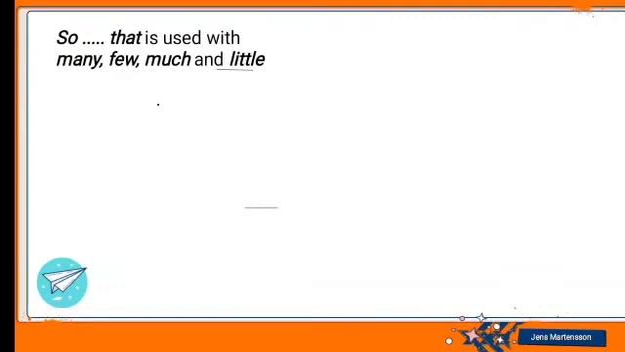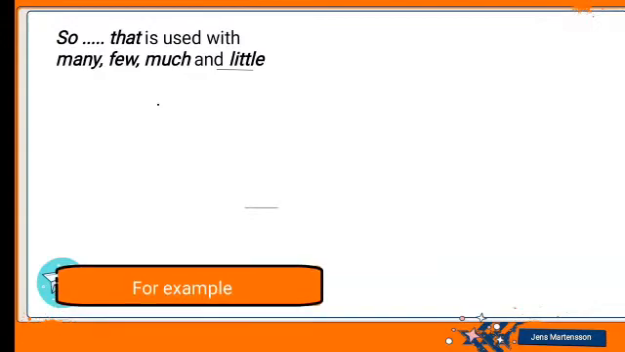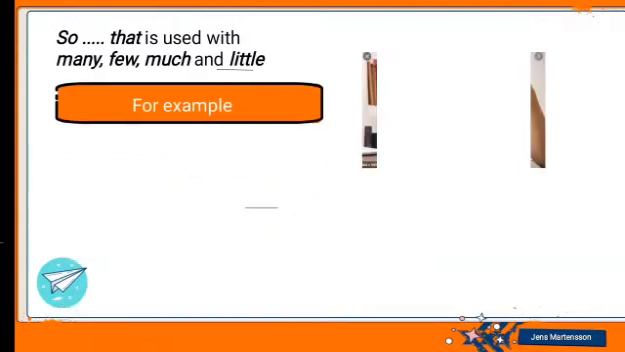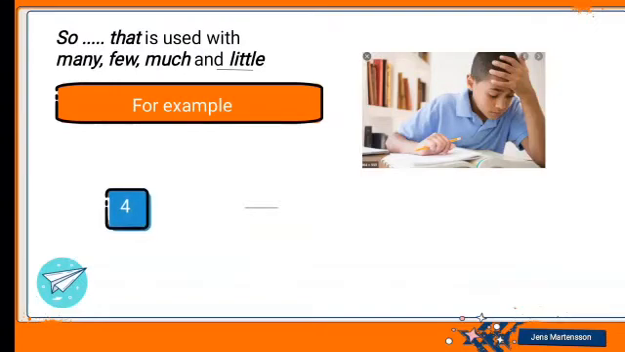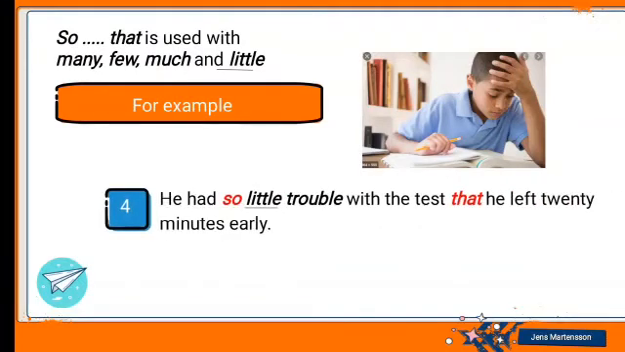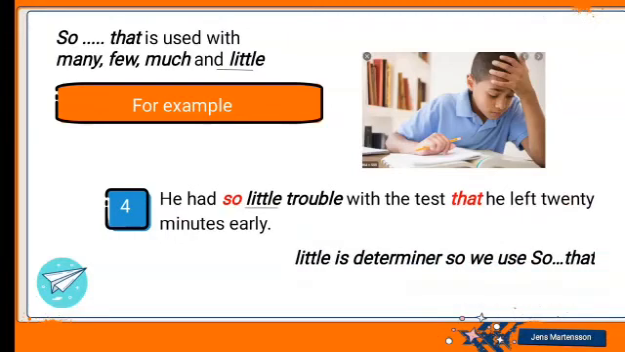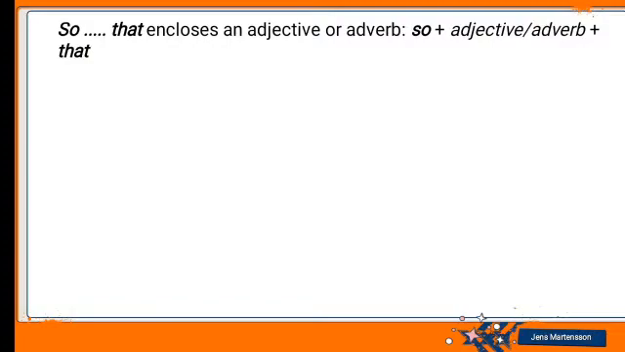So that is used with many, few, much, and little. For example, he had so little trouble with the test that he left 20 minutes early. Little is a determiner, so we use so that. So, blah blah blah, that encloses an adjective or adverb. So plus adjective or adverb plus that.